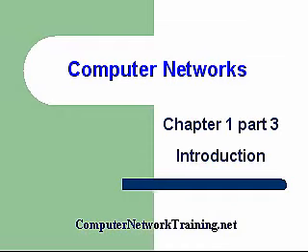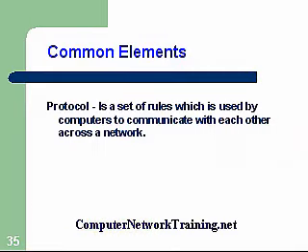Now let's get started. This is part 3, the last part of our introduction to our computer network series. Some common elements again. The protocol. Now the protocol is a set of rules that are used by the computers to communicate with each other. Both need to be using the same protocol so that they know what these rules are and they can set up the boundaries or the conditions for exchanging data.